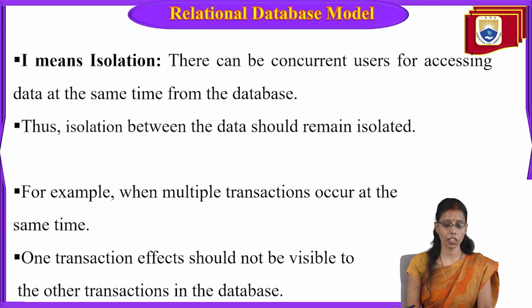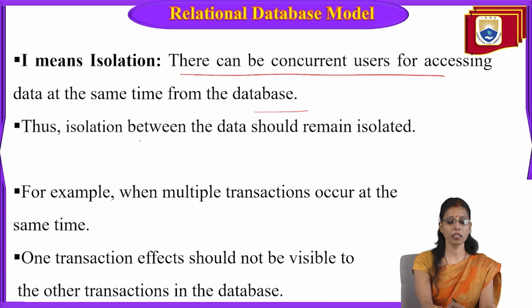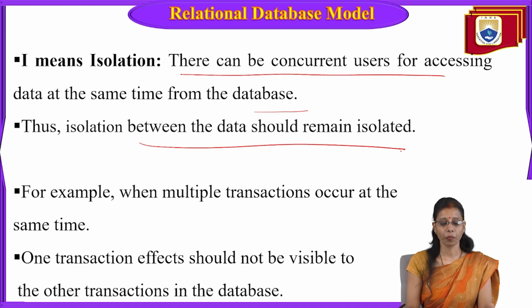So what is isolation? There can be concurrent users accessing the data at the same time from the database. Concurrent access should be possible, which helps in accessing the data from the same database. So the isolation between the data should remain isolated. The main data and the data in between should be isolated.